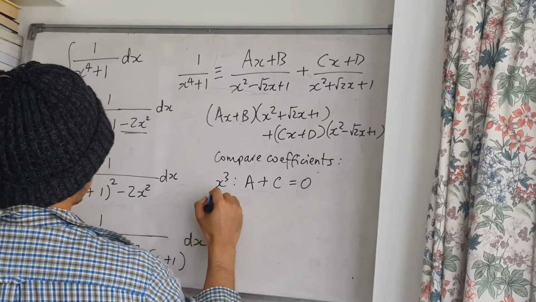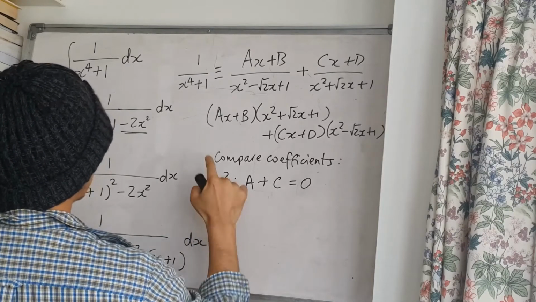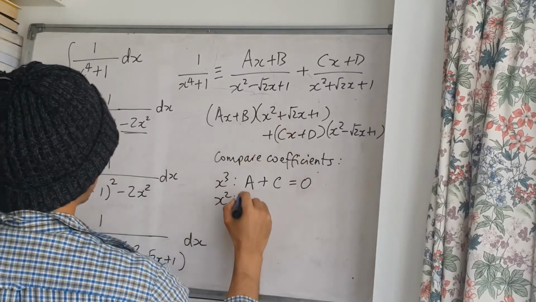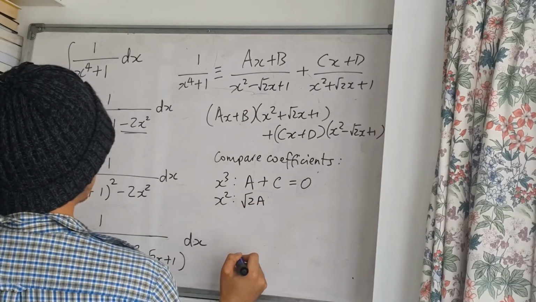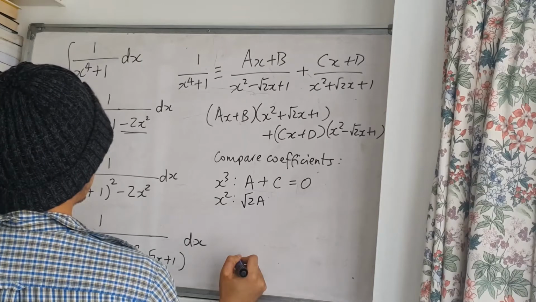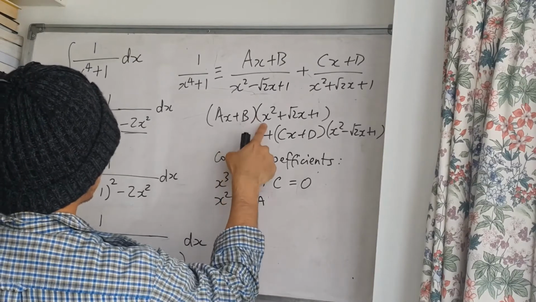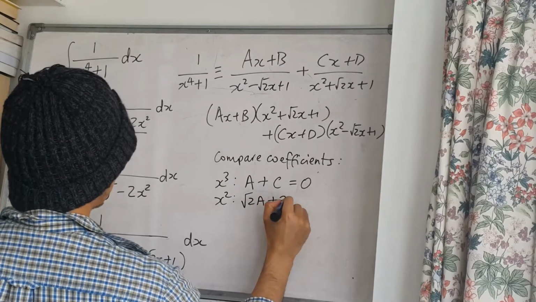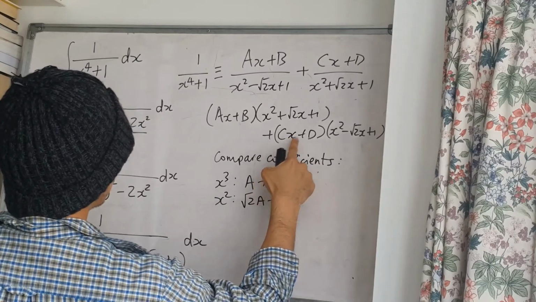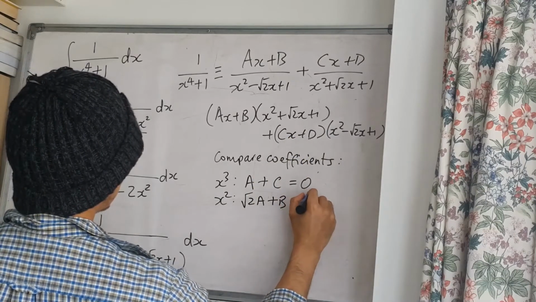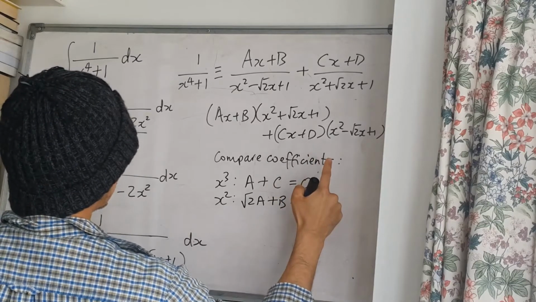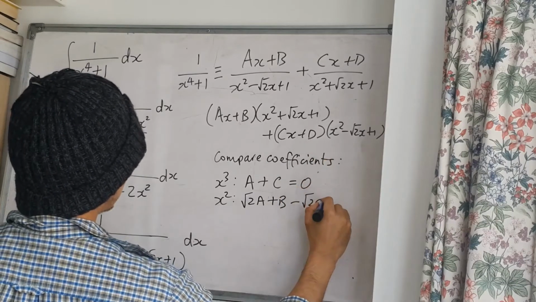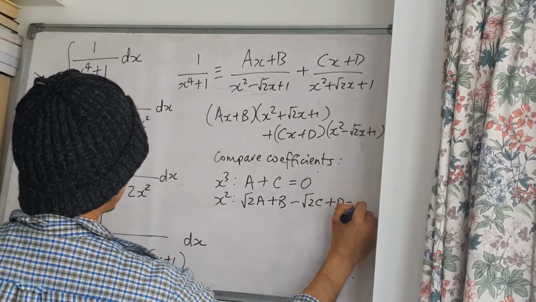For x squared, you compare the ax and the root 2x. When you multiply them together, you get a root 2. So root 2a plus b, because b times x squared is bx squared, and then you have the cx and the minus root 2x, so minus root 2c, and then add d is equal to 0. There's no x squared coefficient.